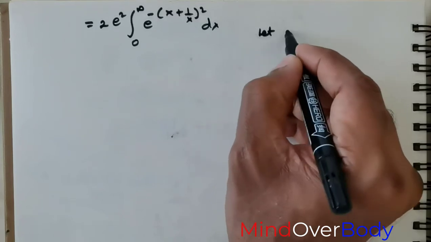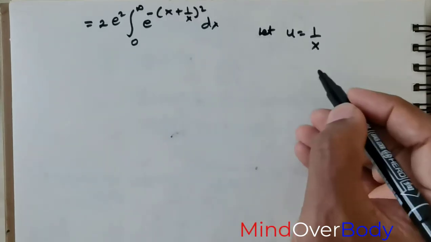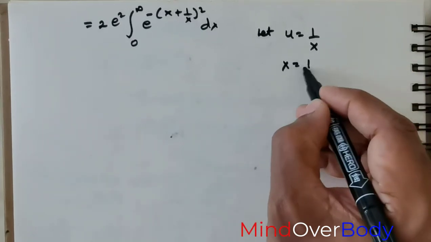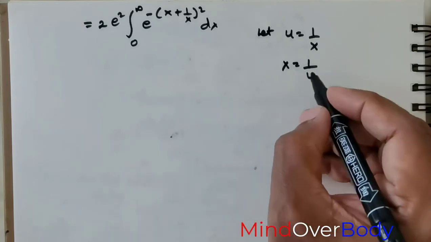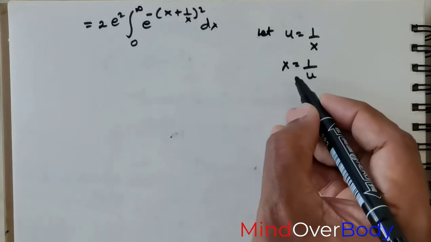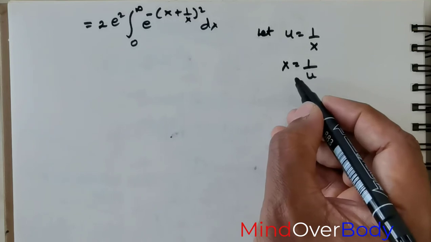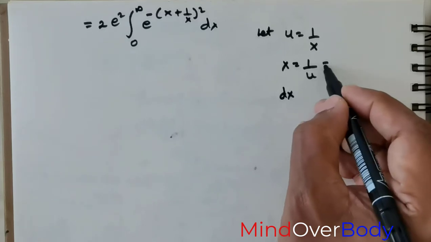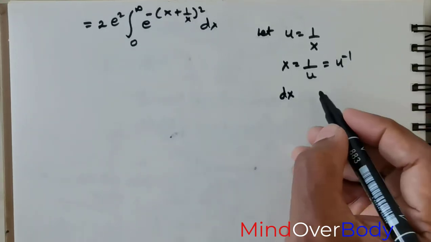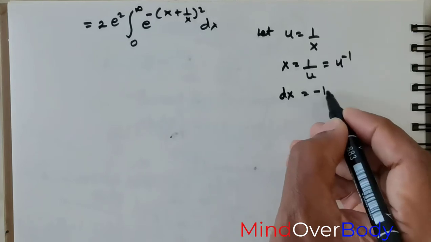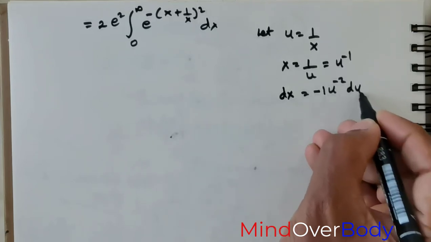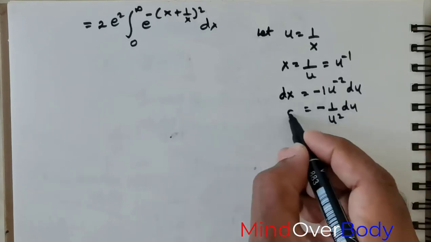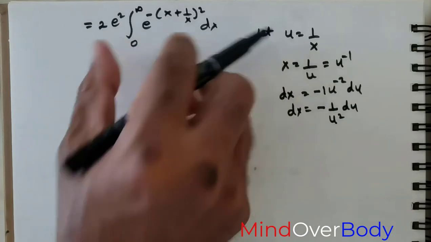Let u be equal to 1 over x. So from here I can rewrite x to be equal to 1 over u. And having written this, if I were to differentiate, dx is equal to, I can rewrite this as u raised to the power of negative 1, and differentiating, this is going to be negative 1 u raised to the power of negative 2 times du, which is equal to negative 1 over u squared times du, which is my dx. So let me substitute that over here.